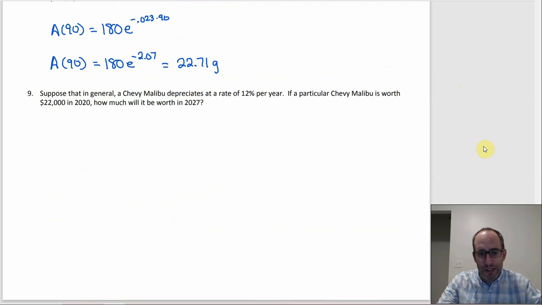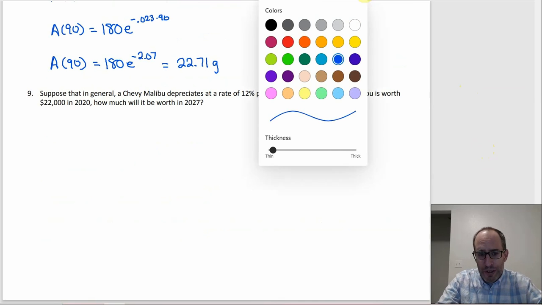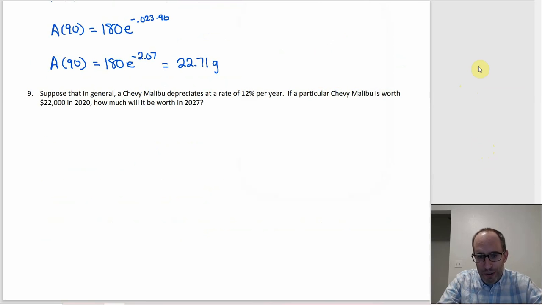Then number 9, this is another decay, because this is depreciation. It says that a Chevy Malibu depreciates at a rate of 12% per year. That's the key word here, because that means that the price is going to decay. That's not a growth, right? If it depreciates, the price is going down, not going up.